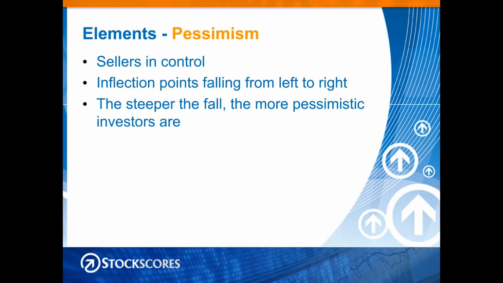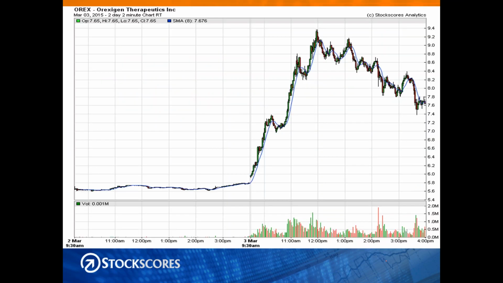Pessimism, exact opposite, means the sellers are in control. If the inflection points are falling from left to right, then you have pessimism. The steeper the fall, the more pessimistic investors are. So here we had optimism, and then look what happens. We switched from rising bottoms to falling tops. So we went from optimism to pessimism.